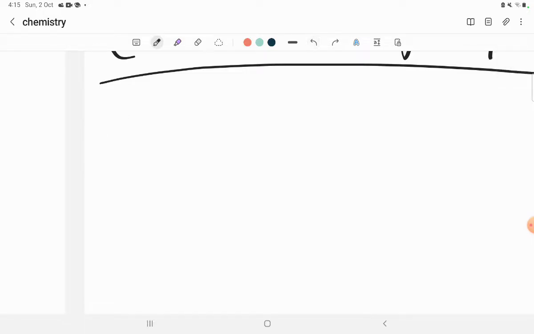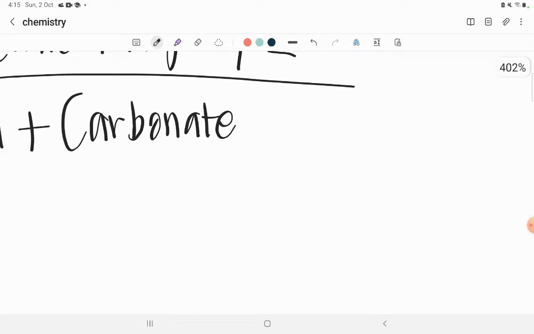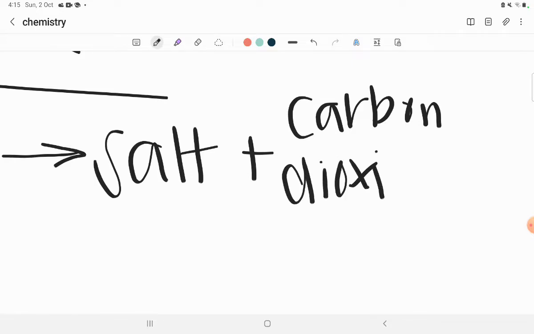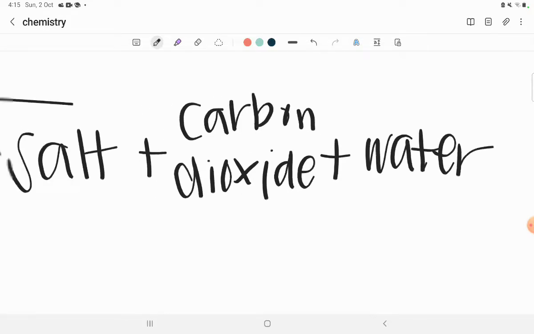Acids react with carbonate. Okay, acids react with carbonate to give you salt, carbon dioxide, your favorite gas, and your favorite liquid, which is water. If you say any other liquid, you're wrong. It's water. Water is your favorite liquid.